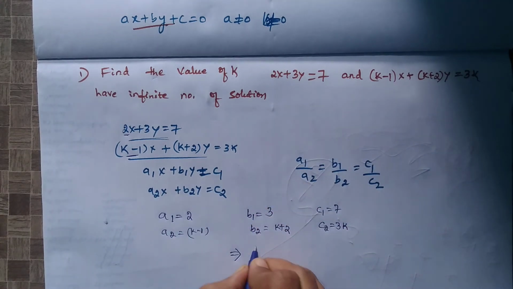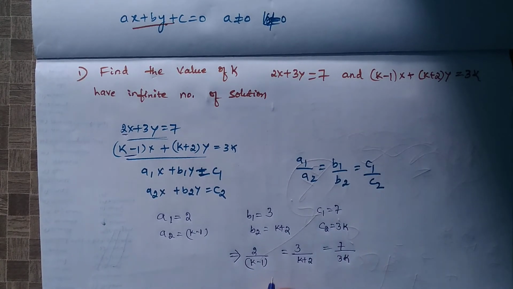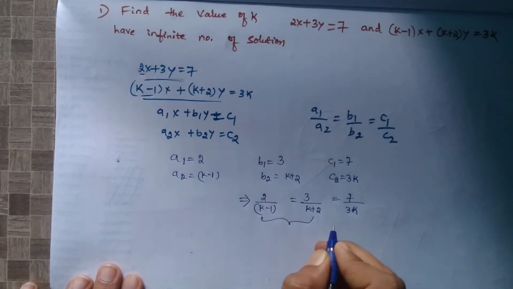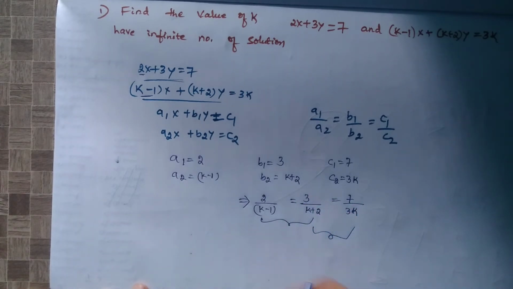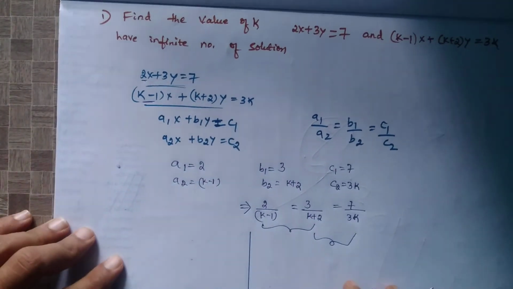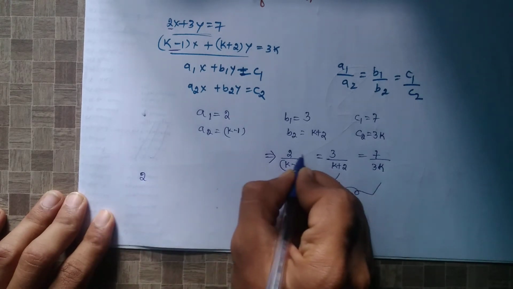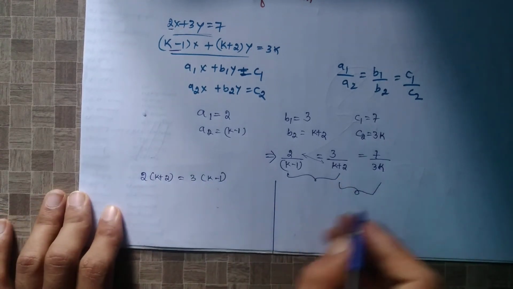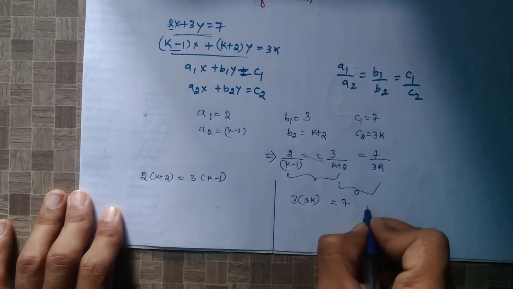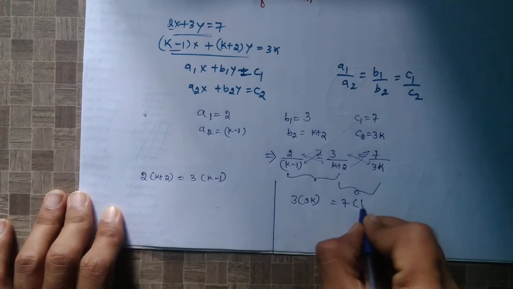Here 2/(k - 1) = 3/(k + 2) = 7/3k. I split this into two parts. First, cross multiplying this side, we get 2 into (k + 2) is equal to 3 into (k - 1). Then for this side, 3 into 3k is equal to 7 into (k + 2), on cross multiplication.